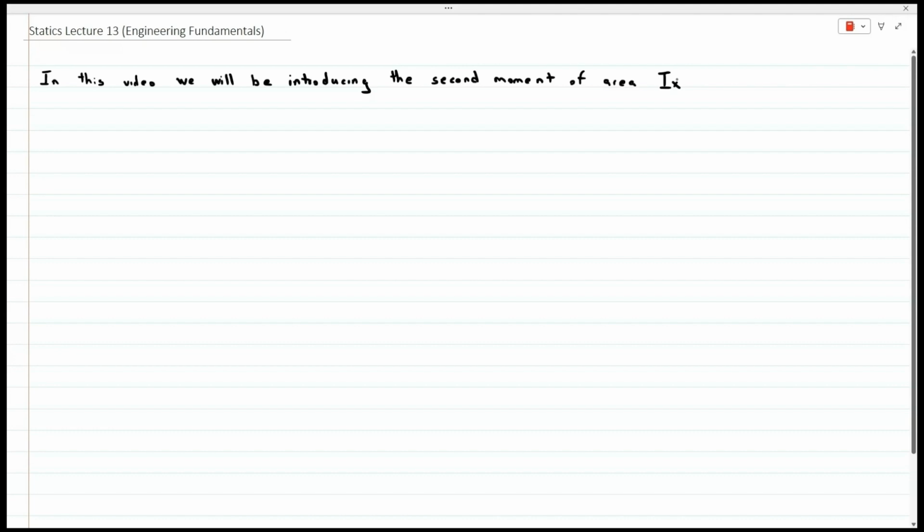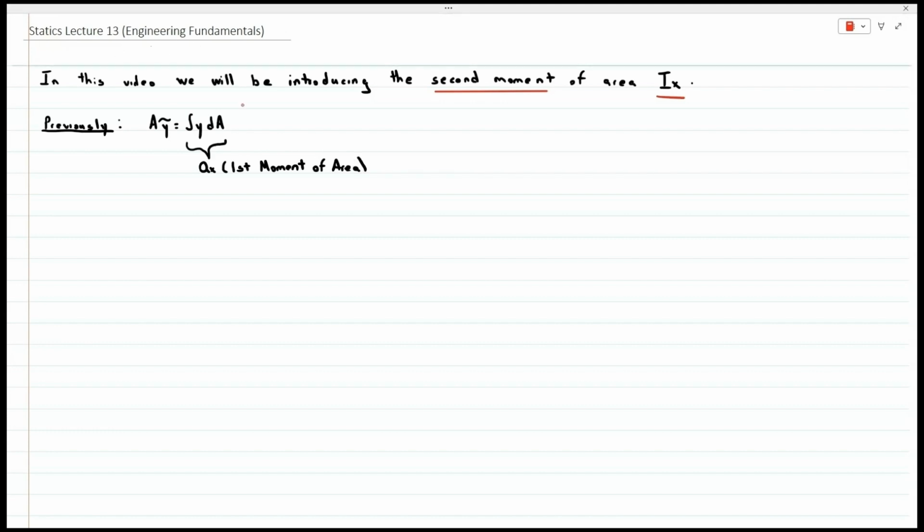Some of you may be thinking that the moment of area sounds familiar, and if so, that's because we just discussed the first moment of area, Q, which is very similar to the second moment of area. If you need a review of the first moment of area, please refer to my statically equivalent systems video or my intuitively finding centroids video.